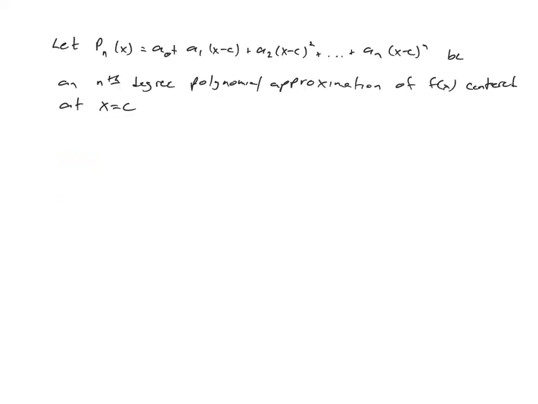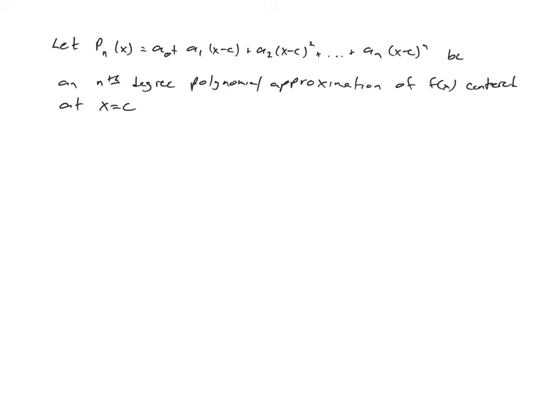So let's start out with looking at an nth degree polynomial that we're going to use to approximate a function. We're going to have p sub n of x is a0 plus a1 times x minus c plus a2 times x minus c squared, all the way down to a sub n times x minus c to the n. So we have this nth degree polynomial and we're going to approximate f of x, and it's going to be centered at x equals c.